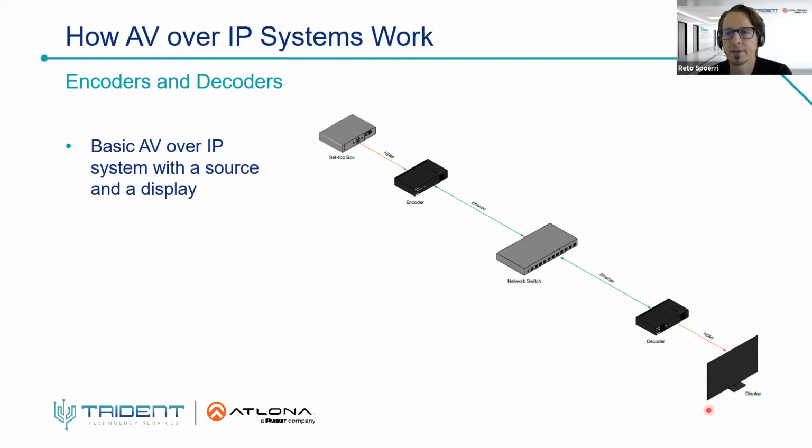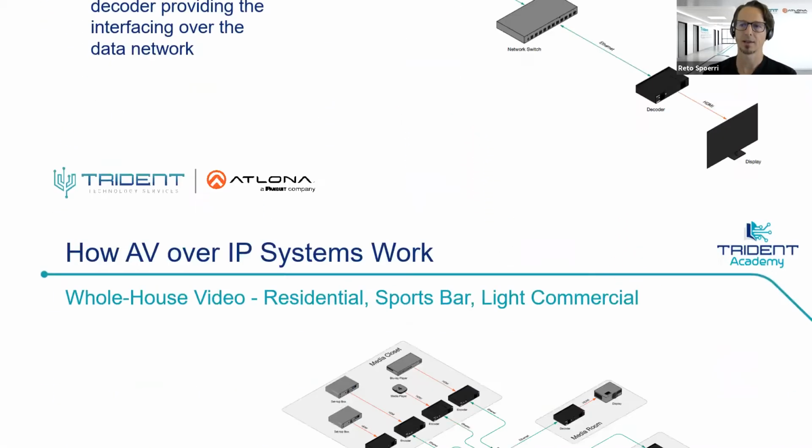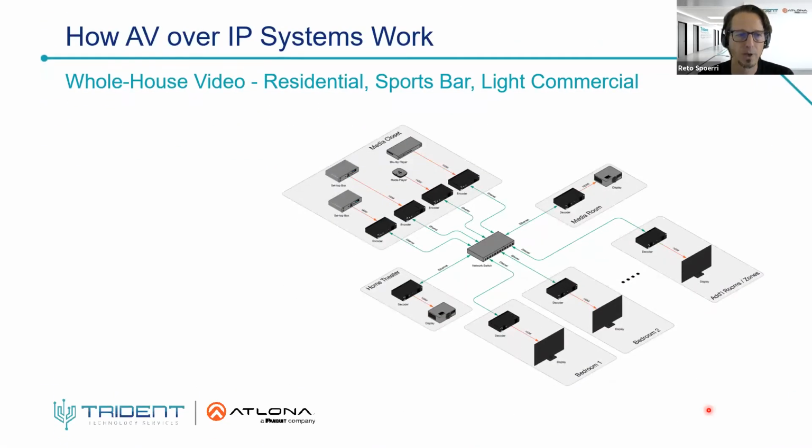So to summarize, the basic AV over IP system consists of at least one source and one display and one encoder, one decoder, and of course the network. The network basically provides the interfacing towards the encoders and the decoders. So that was a pretty simple design. Let's go a little bit more complex.